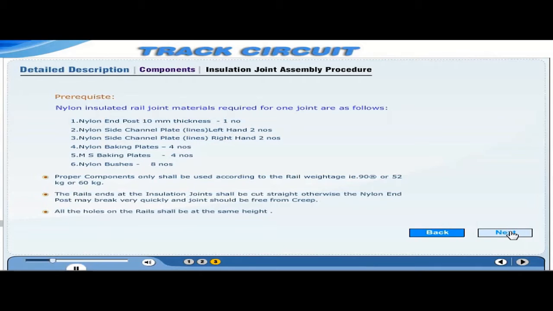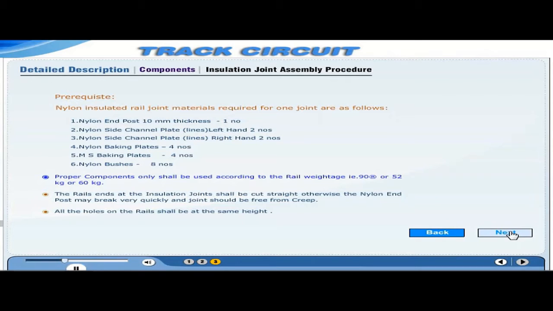Prerequisite: nylon insulated rail joint materials required for one joint are as follows: nylon end post 10 mm thickness, 1 number; nylon side channel plate liners left hand, 2 numbers; nylon side channel plate liners right hand, 2 numbers; nylon backing plates, 4 numbers; MS backing plates, 4 numbers; nylon bushes, 8 numbers.